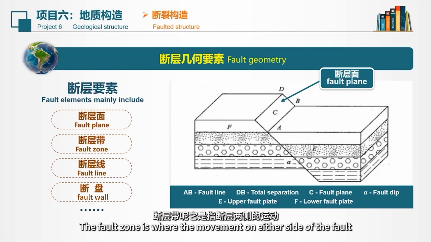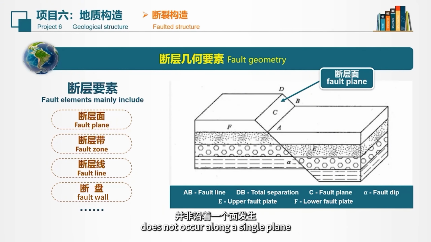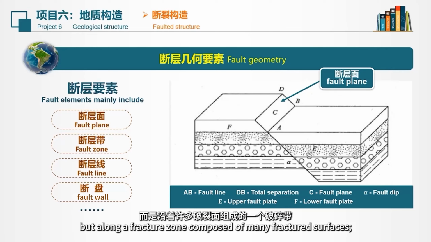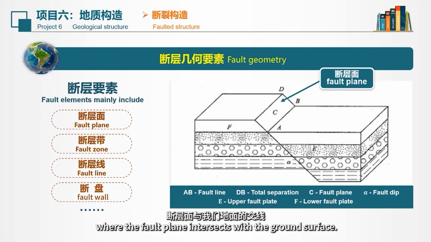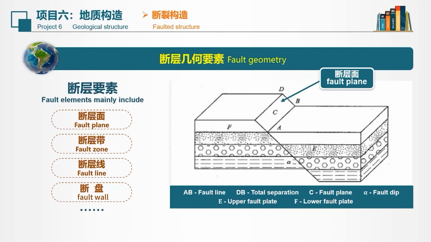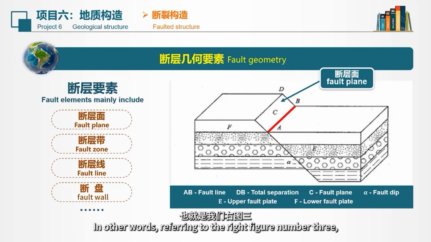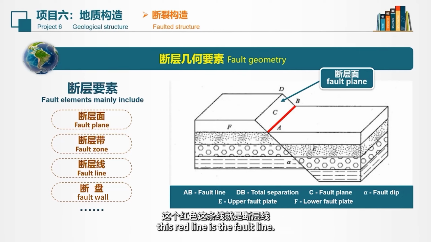The fault zone is where the movement on either side of the fault does not occur along a single plane, but along a fracture zone composed of many fractured surfaces. We call this zone the fault zone or fault belt. The fault zone often forms mylonite, fault breccia, and fault gouge. The fault line refers to the line where the fault plane intersects with the ground surface. In other words, referring to the right figure number 3, this red line is the fault line.